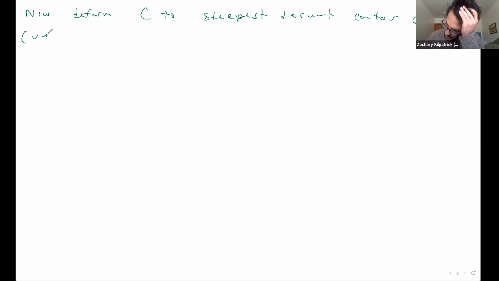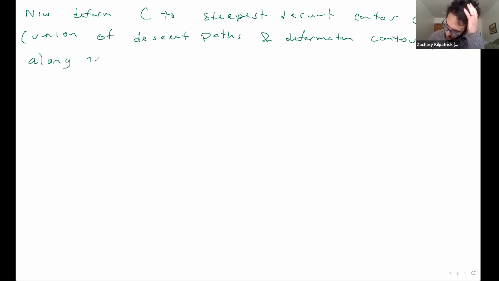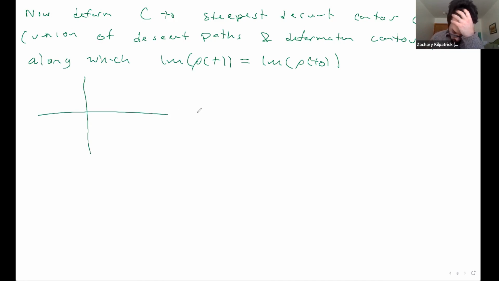And we're going to get a union of our descent paths and our deformation contours, okay, along which our imaginary part is going to be this constant value. Okay, let me just sort of draw this.